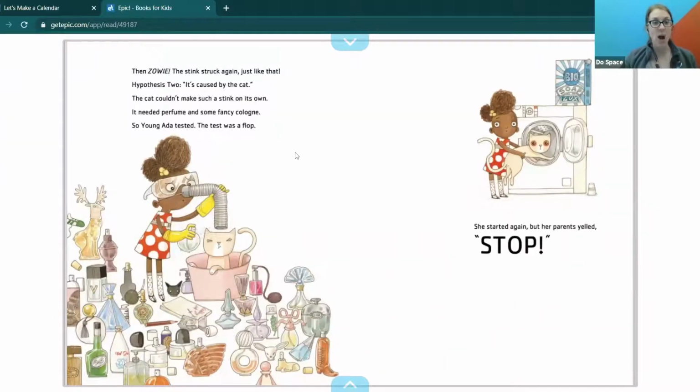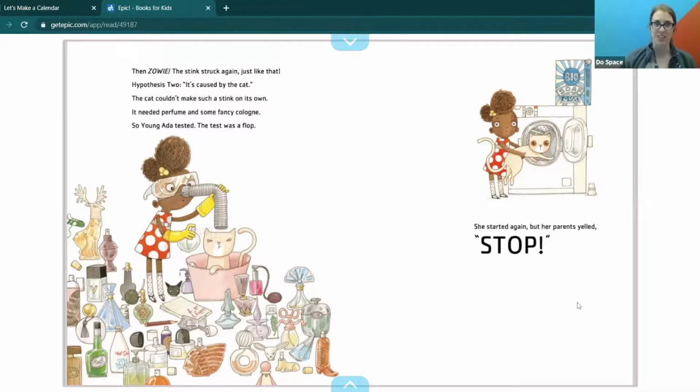Then, zowie! The stink struck again, just like that. Hypothesis 2. It's caused by the cat. So she thinks the cat might be so stinky. That's her second guess, her second hypothesis. The cat couldn't make such a stink on its own. It needed perfume and some fancy cologne. So young Ada tested. The test was a flop. She started again, but her parents yelled, "Stop!"